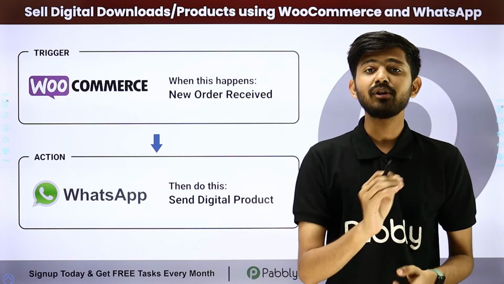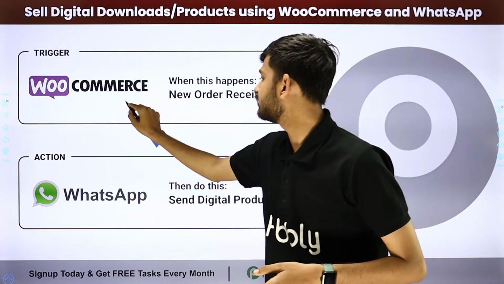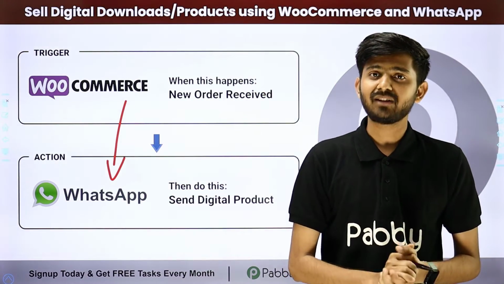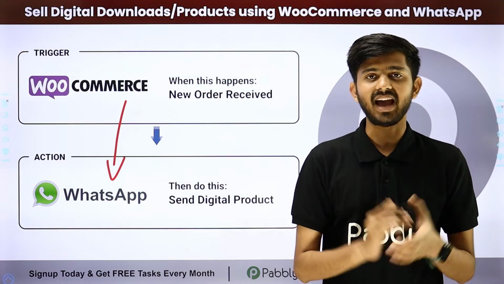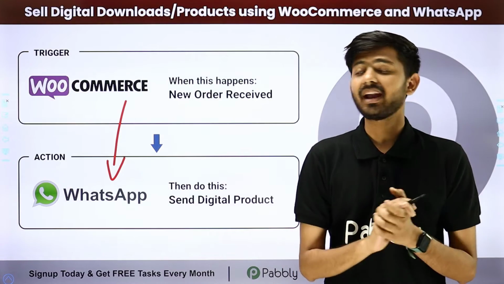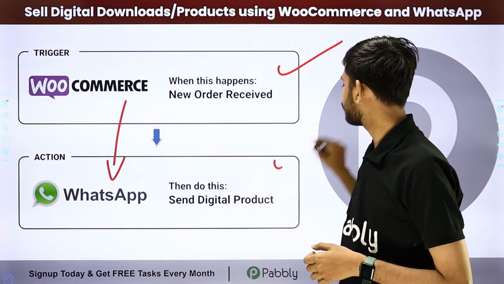For that, I'm going to use WhatsApp Cloud API, and for my objective, I have to build a connection between WooCommerce and WhatsApp Cloud API. For building this connection, I'm going to use Pabbly Connect, which is an amazing software for automation and integration. In Pabbly Connect, I have to use trigger and action. In the trigger application, I'm going to use WooCommerce. In the action application, I'm going to use WhatsApp Cloud API.